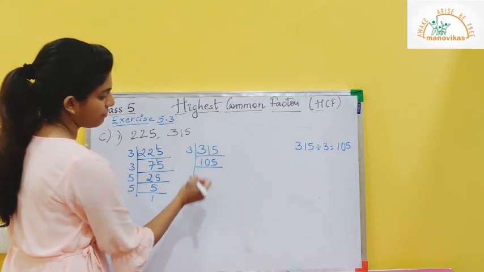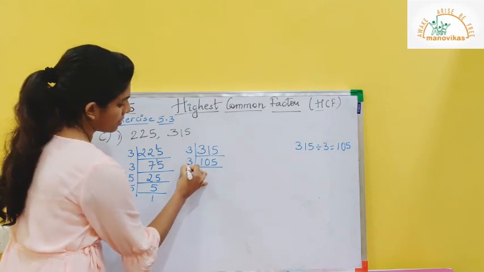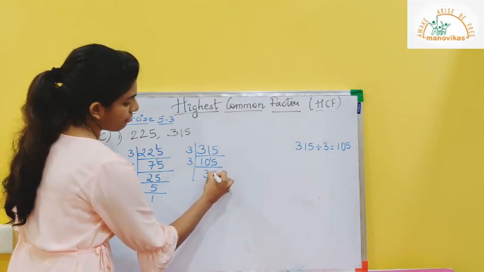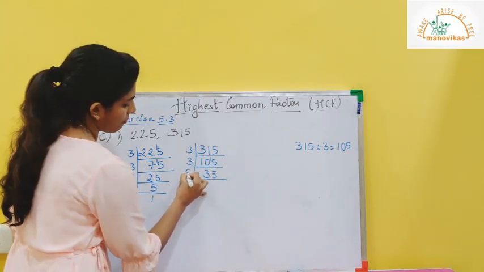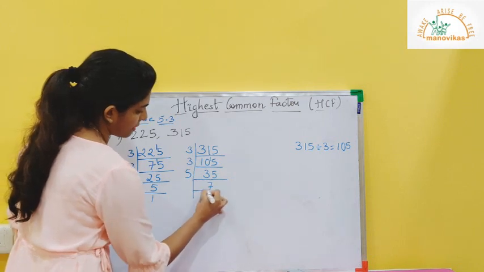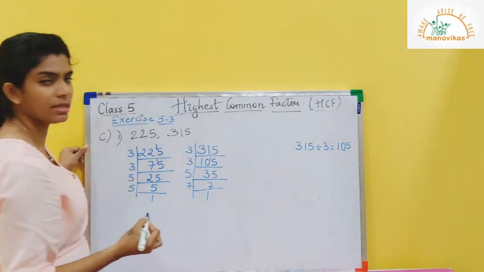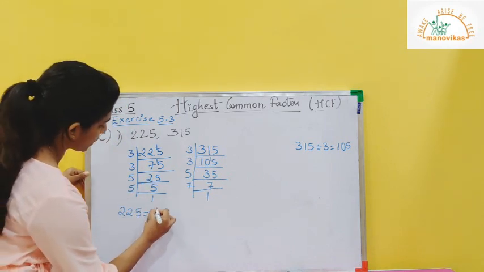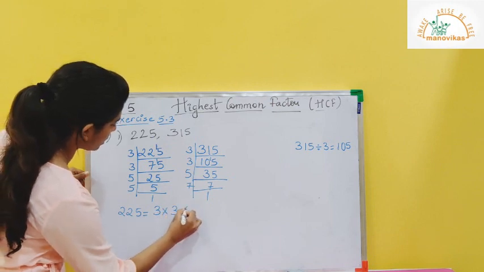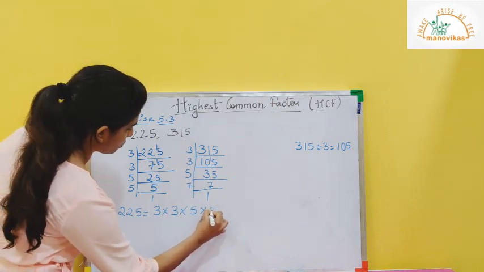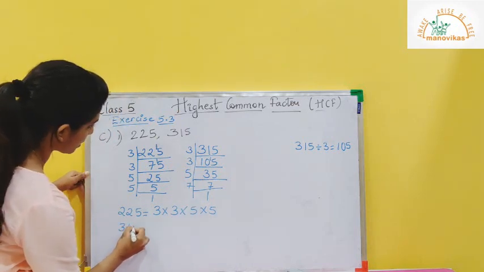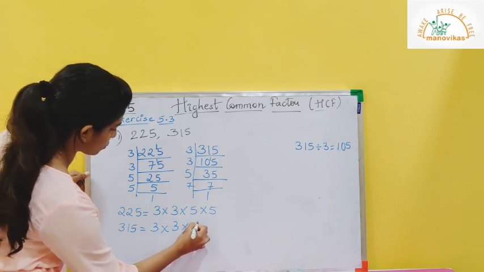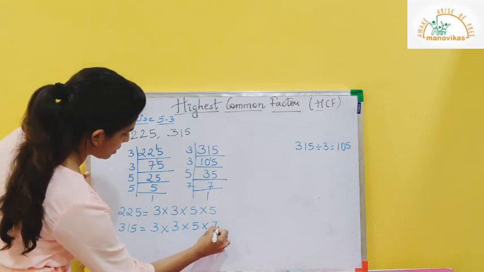And 3 5s are 15. So next 3 3s are 9. 1 carried forward. 3 5s are 15. 5 7s are 35. And 7 1s are 7. You write the numbers here now. Prime factors of 225 are 3 into 3 into 5 into 5. 315 is equal to 3 into 3 into 5 into 7.